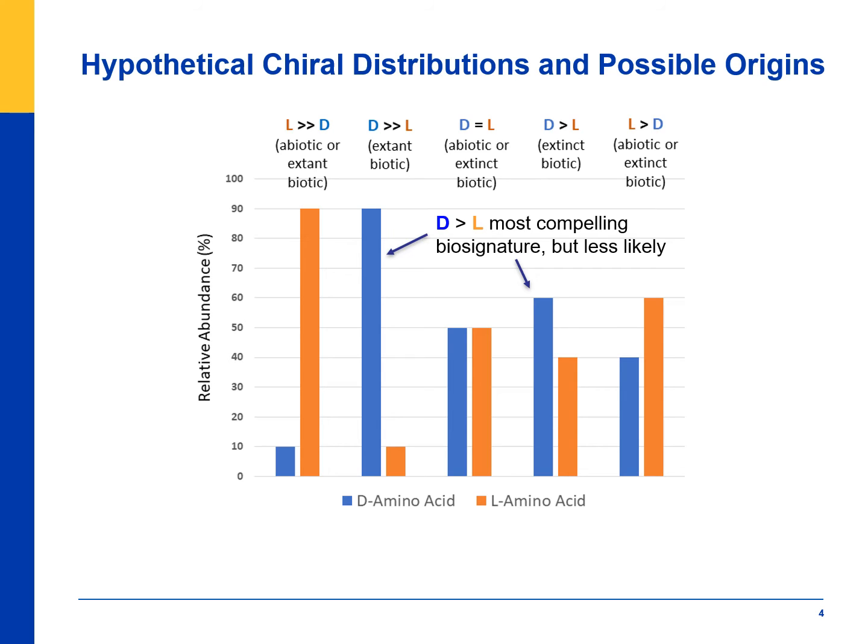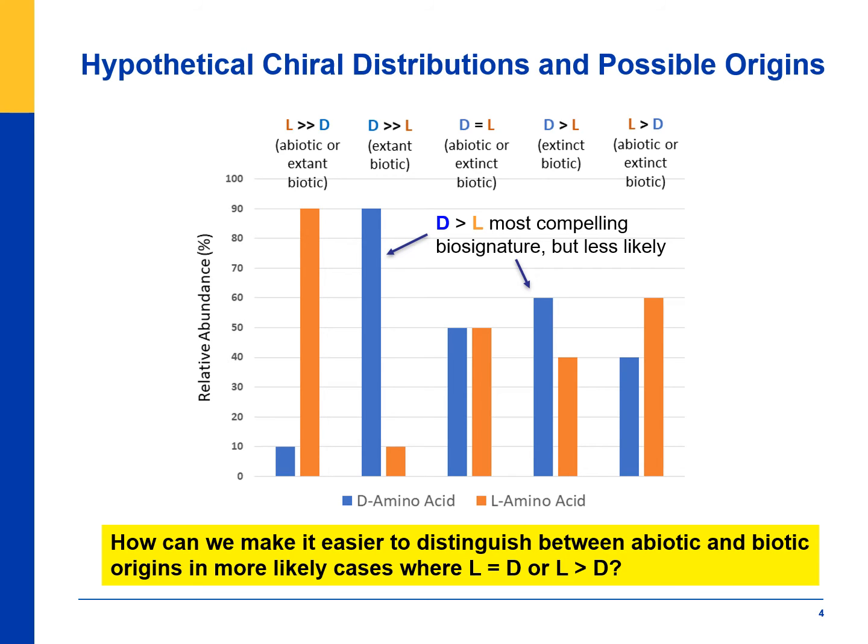However, as I noted before, it appears that the early solar system may have been biased towards left-handed amino acids from the very beginning. So this situation may be less likely. So the question becomes, how can we make it easier to distinguish between abiotic and biotic origins of chiral asymmetry in more likely cases where you either have a racemic mixture or the left-handed enantiomer is favored over the right-handed enantiomer?